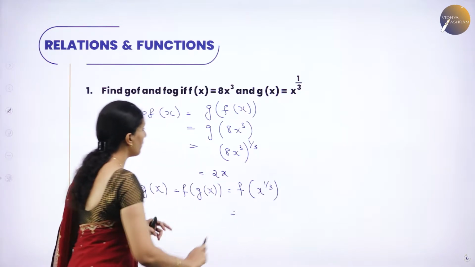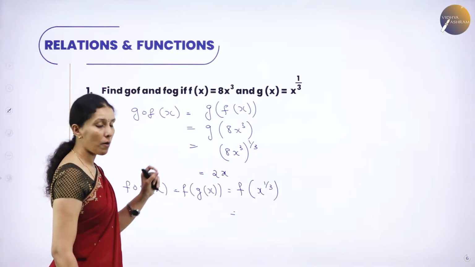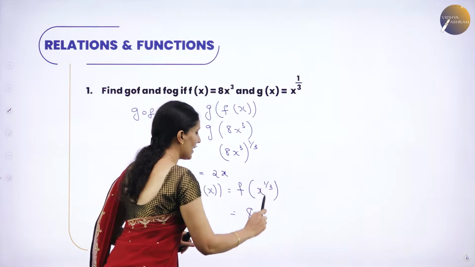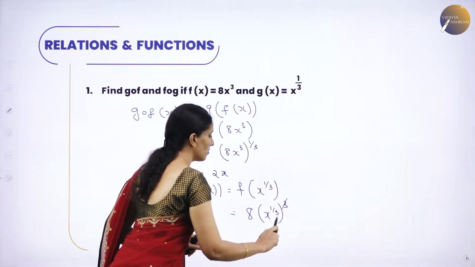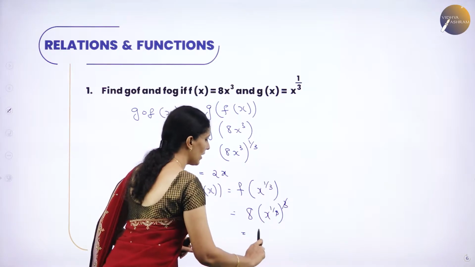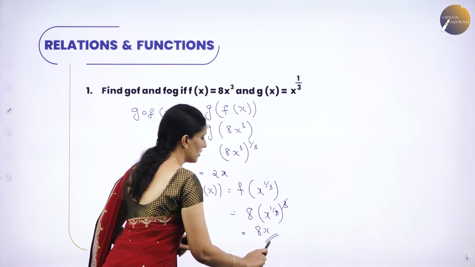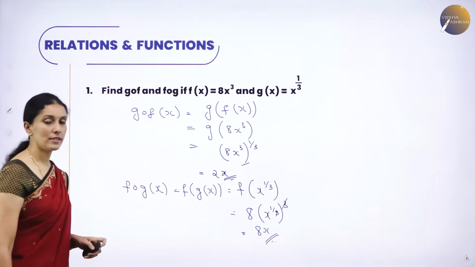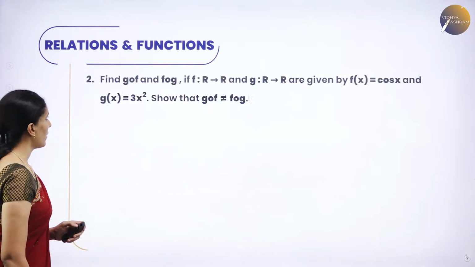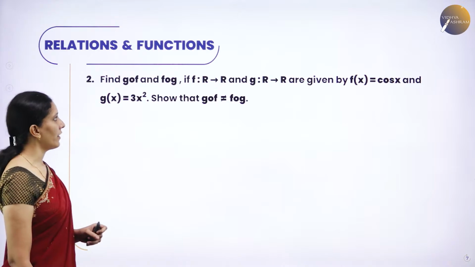How will we write the function f? In the form of 8x, so here it is x to the power 1 by 3 whole cube. So the 3 gets cancelled. We will get it as 8x. So this is g naught f and this is f naught g. Next one, find g naught f and f naught g.